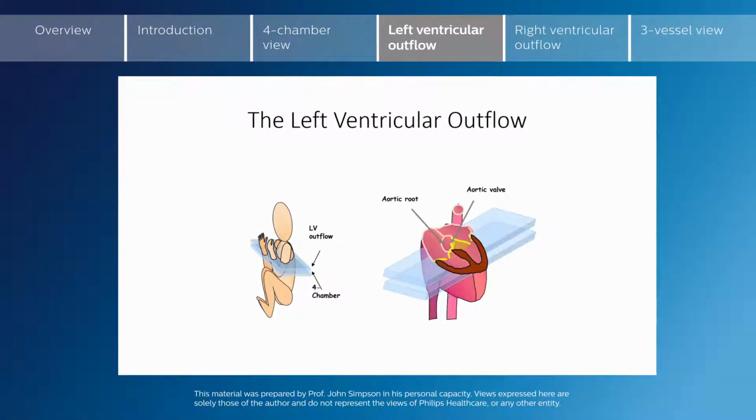As we sweep up towards the left ventricular outflow tract, we are sweeping superiorly from the four-chamber view. And this is done to bring in the left ventricular outflow tract. And we can see in the diagram the aortic valve and the aortic root, which lie above the plane of the four-chamber view, which is shown by the blue planes below.